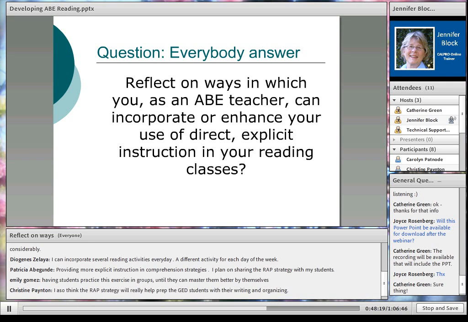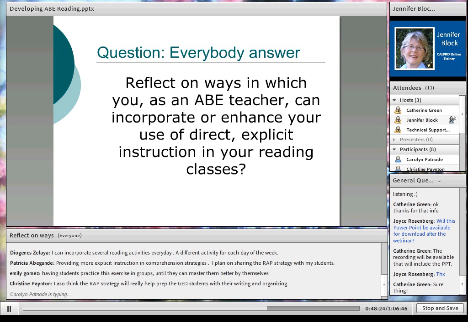Christine, I agree. Summarizing strategies are so useful in so many different ways. And as you use them, you'll find more ways that they really are helpful in developing students' skills, both their reading and their writing.